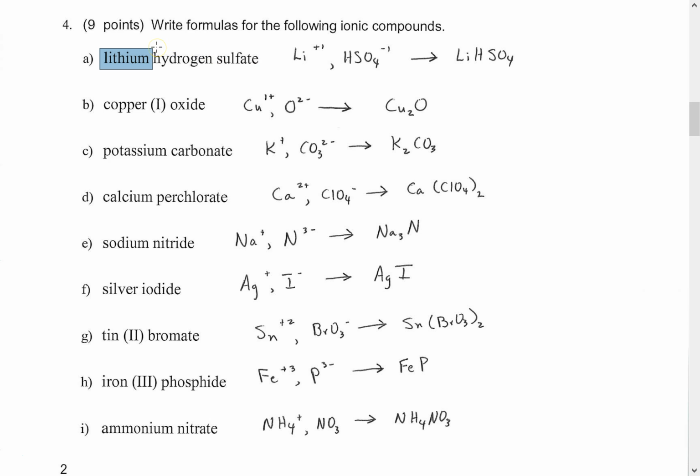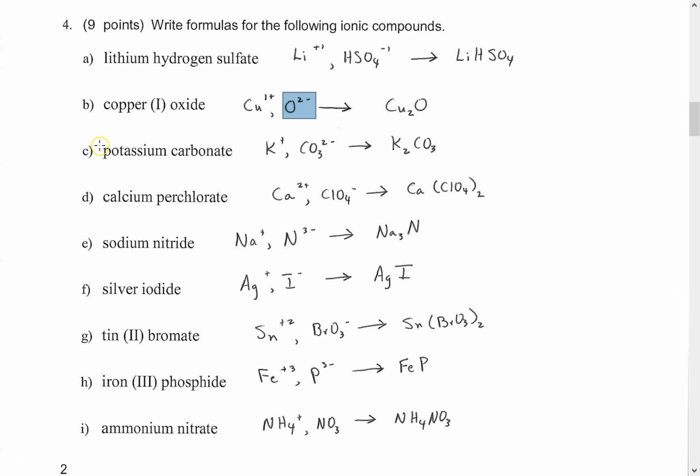And then you needed to memorize the hydrogen sulfate. Sulfate is SO4 2-, so hydrogen sulfate is HSO4 -1. So of course we crisscross and we need 1 of each. Again, I really emphasize write the component ions. So copper 1 would look like this. And oxide, of course, is a 6A element. It picks up 2 electrons, so it would be a -2. If we crisscross, we get Cu2O.